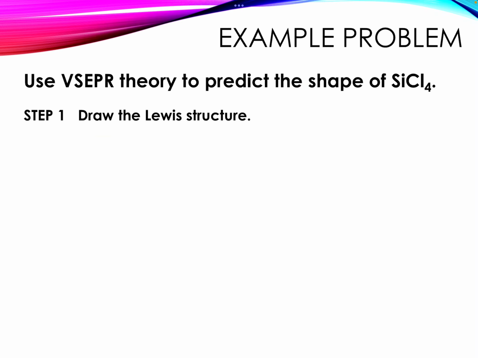Okay, so let's try this out. This says, use VSEPR theory to predict the shape of silicon tetrachloride. First thing we need to do is draw the Lewis structure. If you remember from the HONC rule, that will help us figure out which atom is the central atom. Chlorine is a halogen, which means it can only make one bond. Silicon is in the same group as carbon, and silicon can make 4 bonds. So silicon will go in the middle because it can make the most bonds. So we'll put silicon and then my 4 chlorines around the outside.